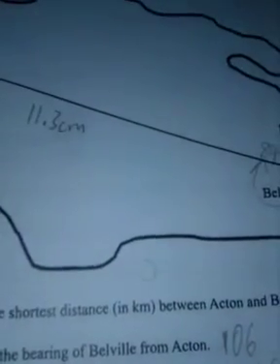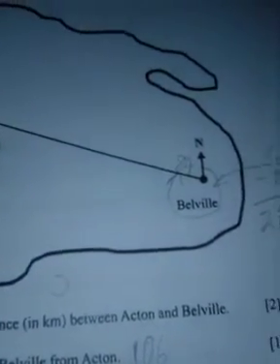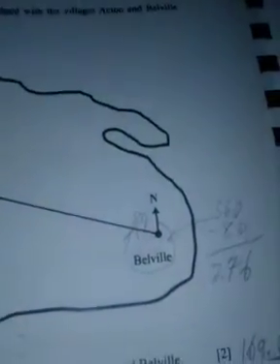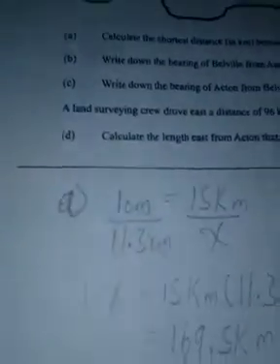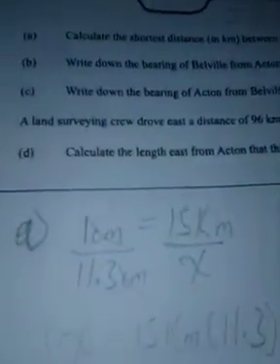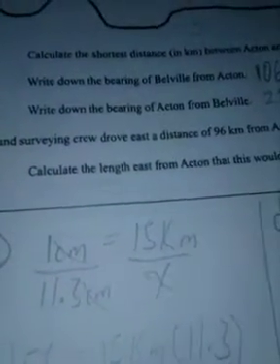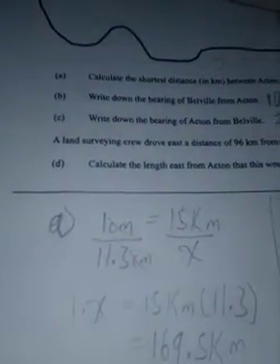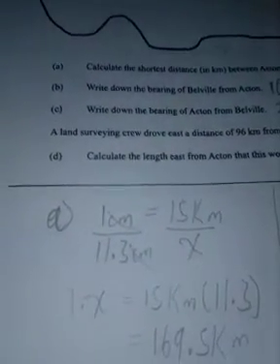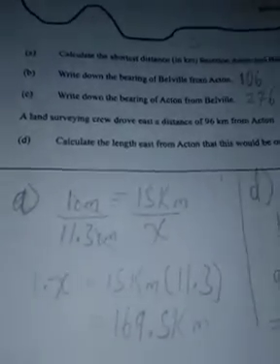Calculate the shortest distance in kilometers between Acton and Belleville. Now, what did I do? I measured it, and it's actually 11.3 centimeters. Now I have to convert that into kilometers. The conversion factor is 1 centimeter is equal to 15 kilometers. Then 11.3 centimeters is x kilometers. Centimeters cancel centimeters. I cross multiply, and I get 1 times x is equal to 15 kilometers times 11.3, so 169.5 kilometers. That is the distance.